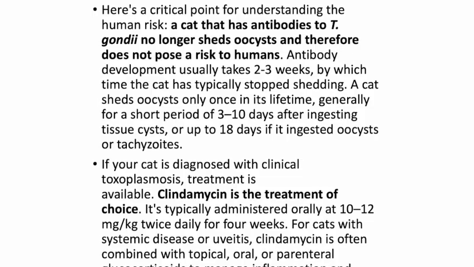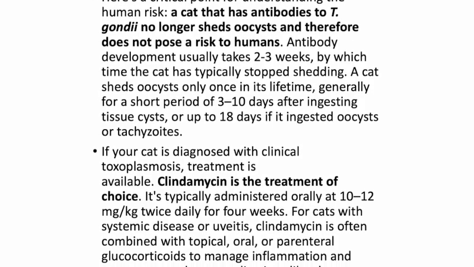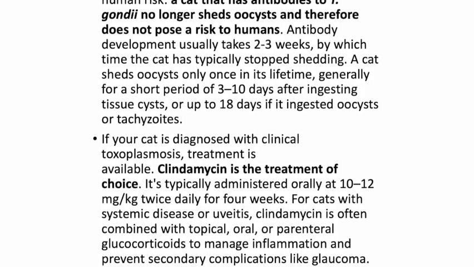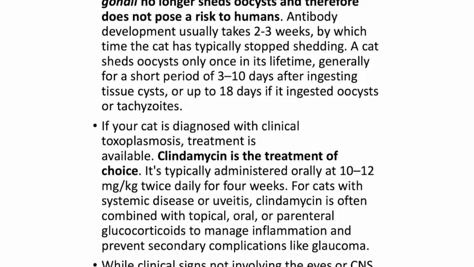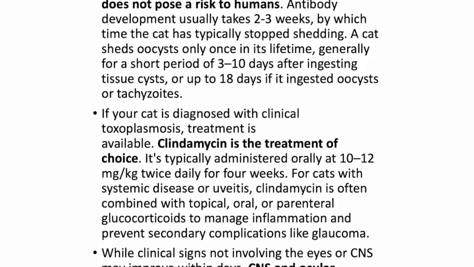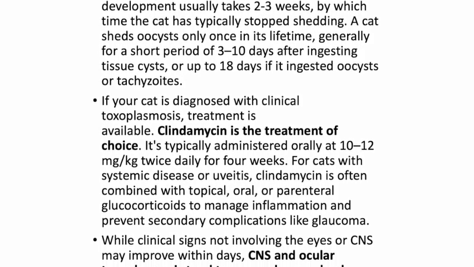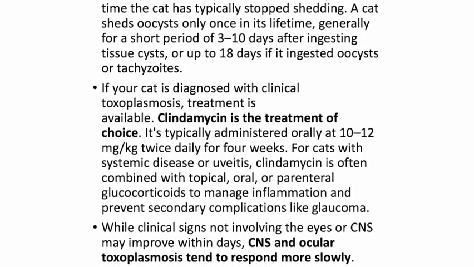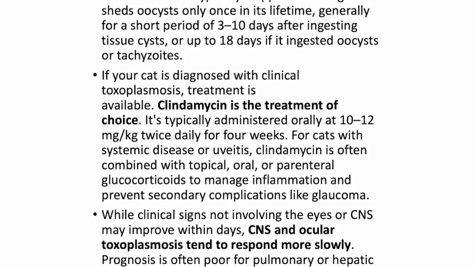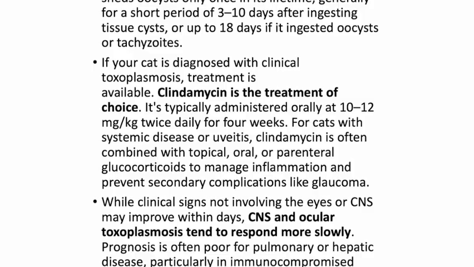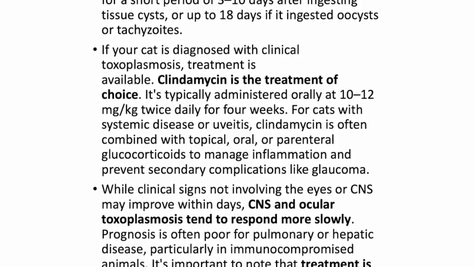T. gondii no longer sheds oocysts and therefore does not pose a risk to humans. Antibody development usually takes 2 to 3 weeks, by which time the cat has typically stopped shedding. A cat sheds oocysts only once in its lifetime, generally for a short period of 3 to 10 days after ingesting tissue cysts, or up to 18 days if it ingested oocysts or tachyzoites.